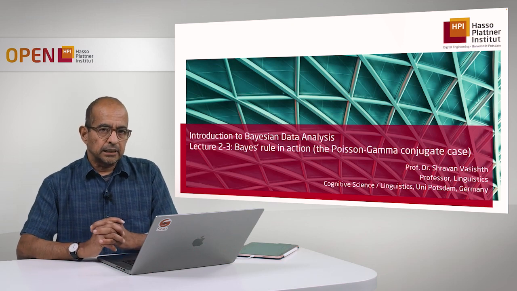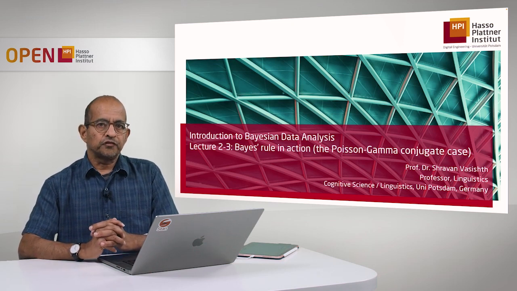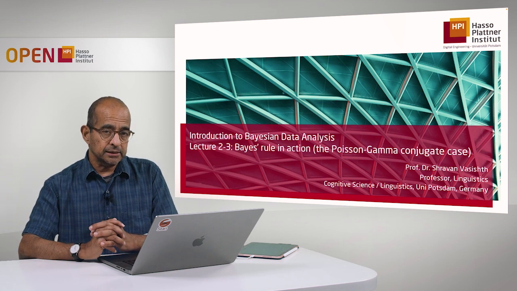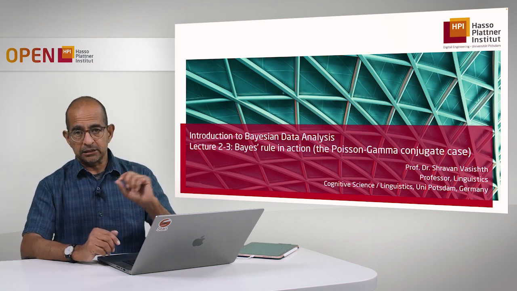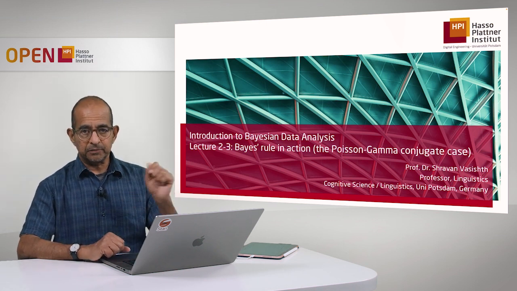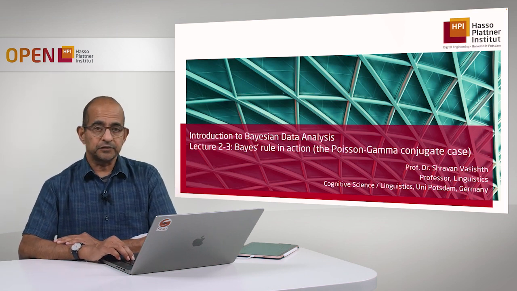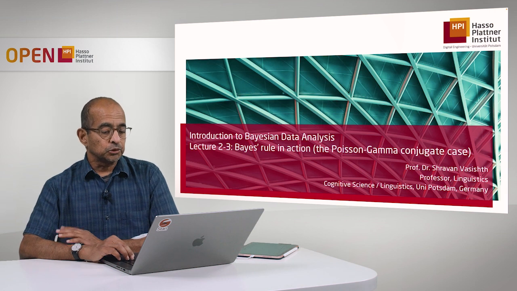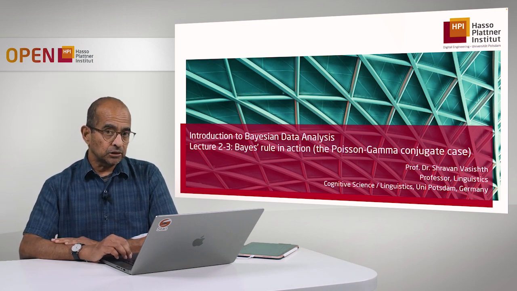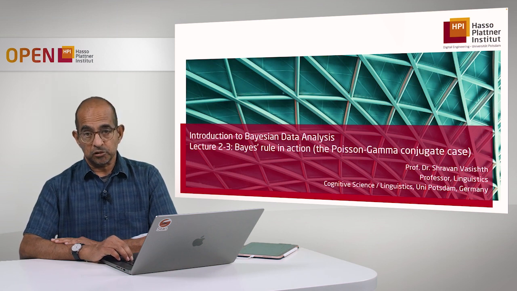In the last lecture, I gave you an example of the beta binomial conjugate case in which I showed you that you can easily derive the posterior by just multiplying out the likelihood and the prior, and you can choose different prior specifications for theta. So today, in this lecture, I'm going to talk about another conjugate case, which is the Poisson-Gamma case.